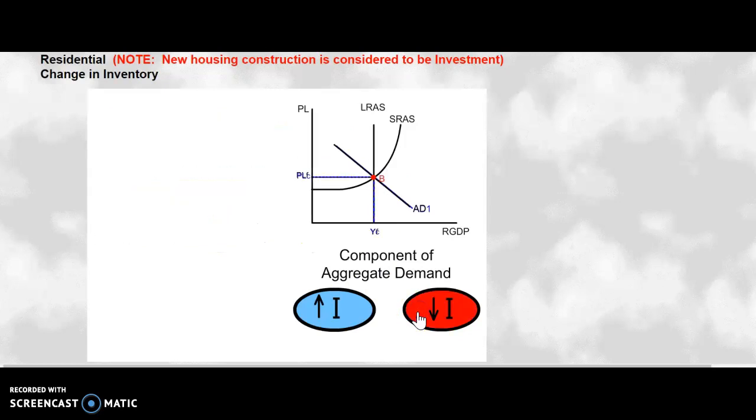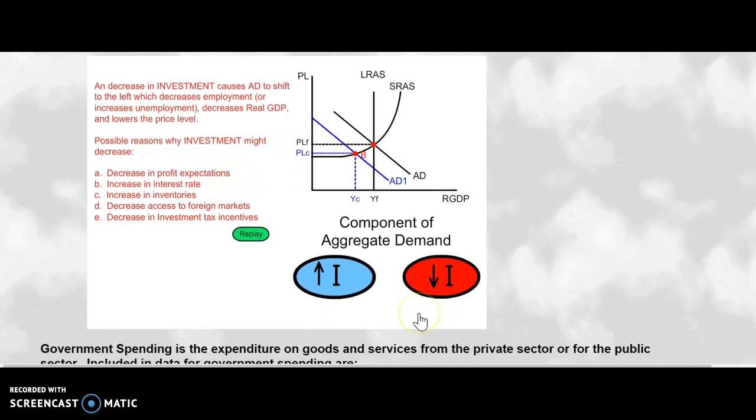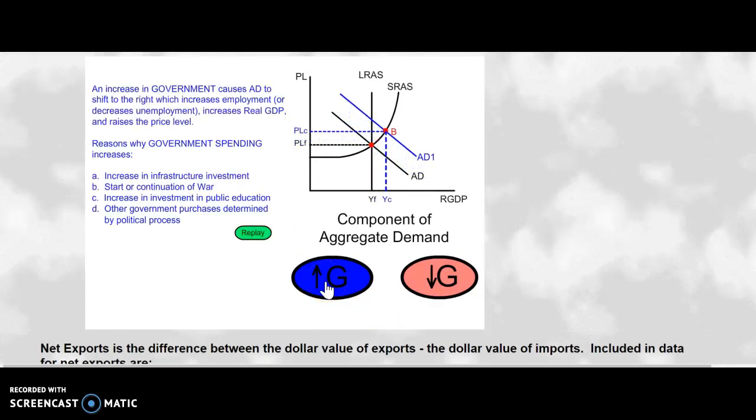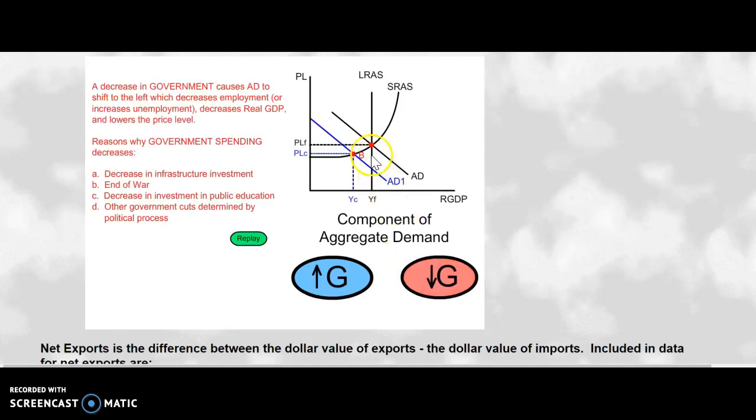And then here's the opposite. What would cause aggregate demand to decrease? Okay. And we'll move on to government spending. Pretty simple stuff. Any type of increase in government spending could increase aggregate demand to the right. Infrastructure is items like buildings and bridges, railways, stuff like that. That's our infrastructure. Wartime, and just other types of government purchases. And as you can see, a decrease in aggregate demand would shift left.